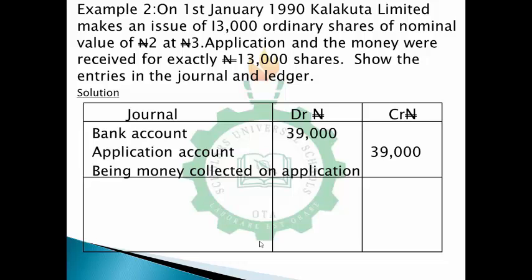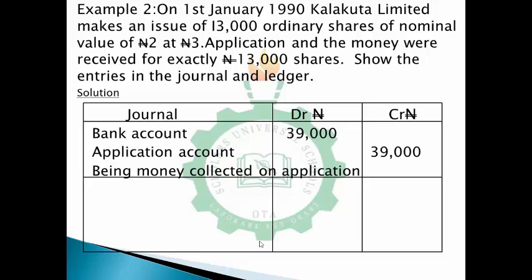Alright, so if you're done with that, we can move to the next, which is on allotment. Now on allotment, don't forget that we'll be having 3 entries. First of all, on allotment, you debit your application account, which is 39,000 Naira, right? Because that is 3 Naira times 13,000. Now for the credit entry, I've told you that you'll be splitting the credit entry into 2, which is the face value and the premium side. Now for the face value, which is 2 Naira, 2 Naira times 13,000 is going to your ordinary share capital account, and the 1 Naira, which is the balance, will be going to your share premium account.